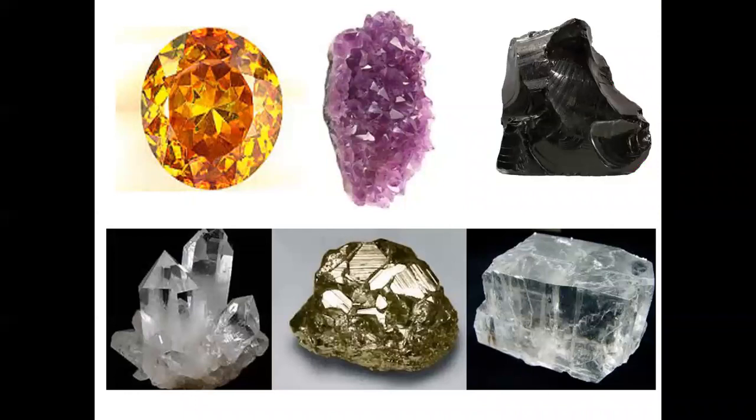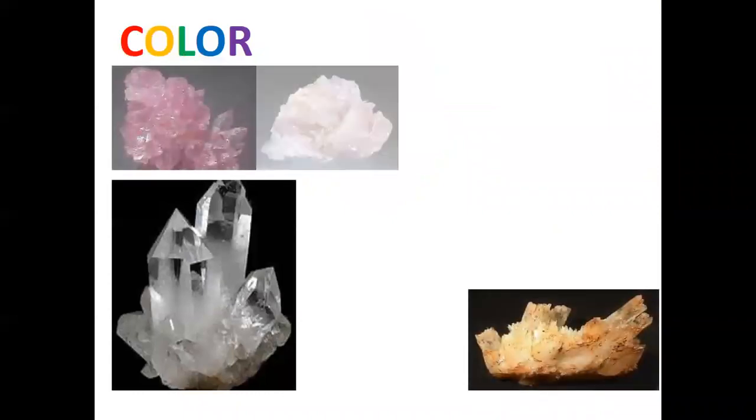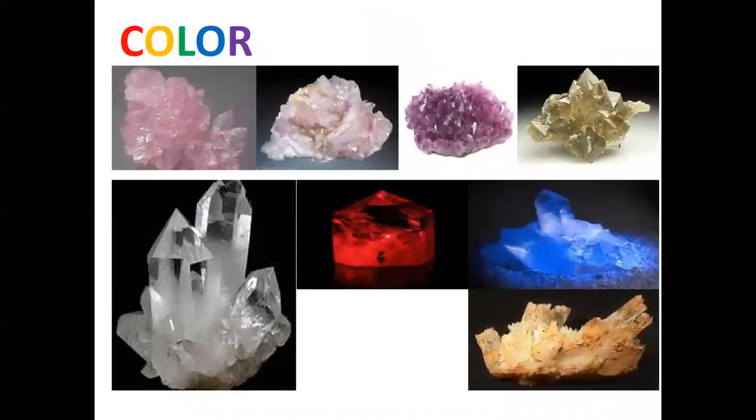Let's take a look at color first. Color is the least useful way to identify minerals because the same mineral can be many different colors. For example, pure quartz is clear, but if there are any impurities in the quartz, it can be many different colors.